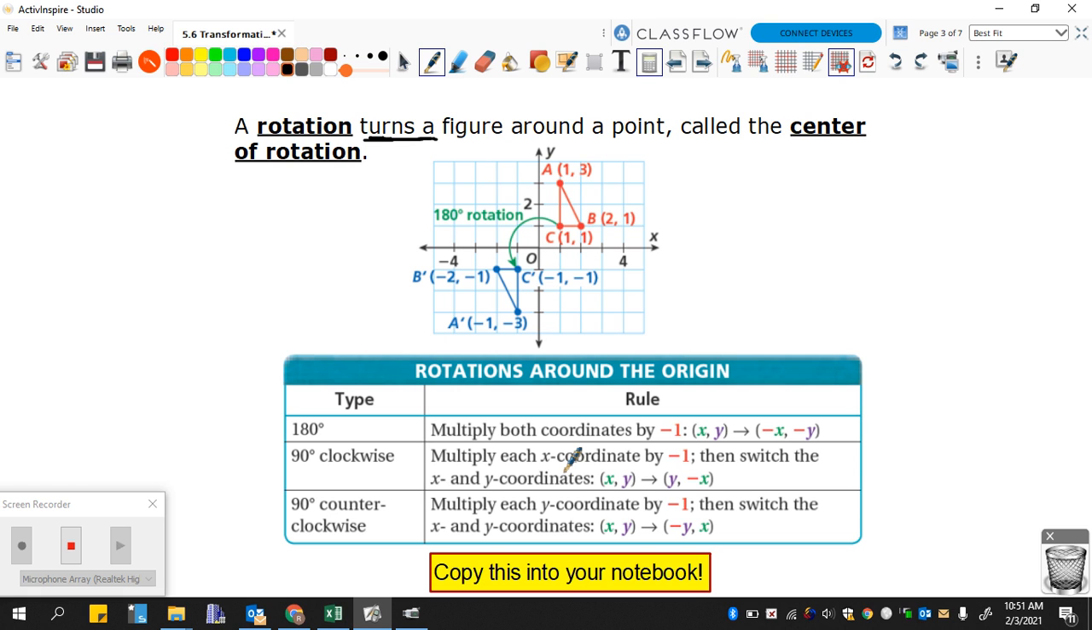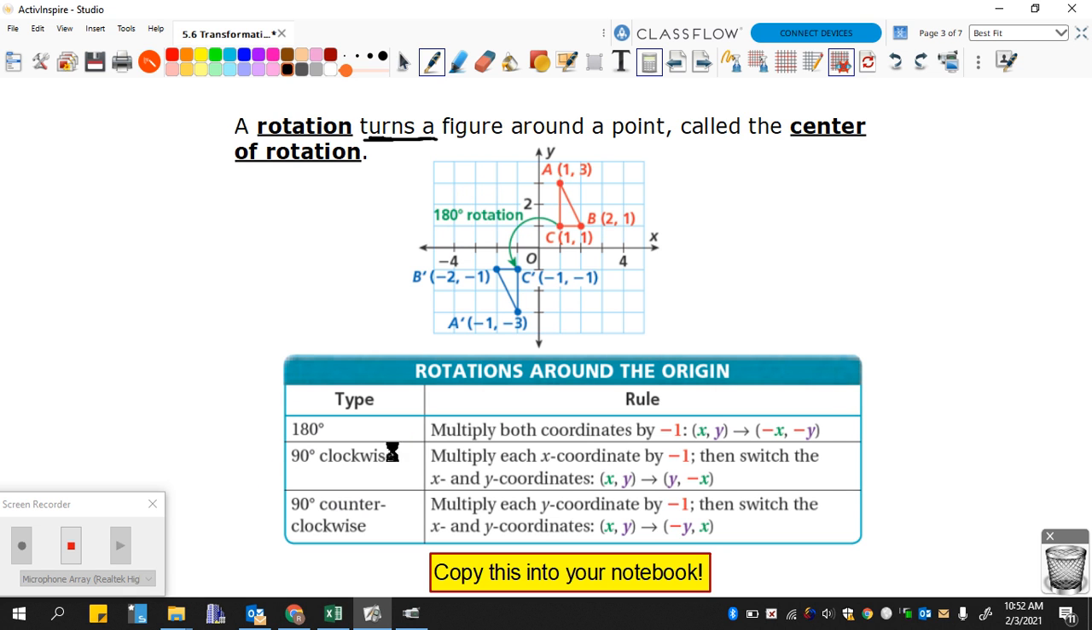If you rotate it 180 degrees, which is like what we have up here, you're going to multiply both coordinates by -1. So (x, y) becomes (-x, -y). If you go 90 degrees clockwise, to the right, you're going to multiply each x-coordinate by -1 and then switch the x and the y coordinates. And for 90 degrees counterclockwise, you're going to multiply each y-coordinate by -1 and then switch the x and the y coordinates. The rotation, down here, is the most complicated one of all of them.